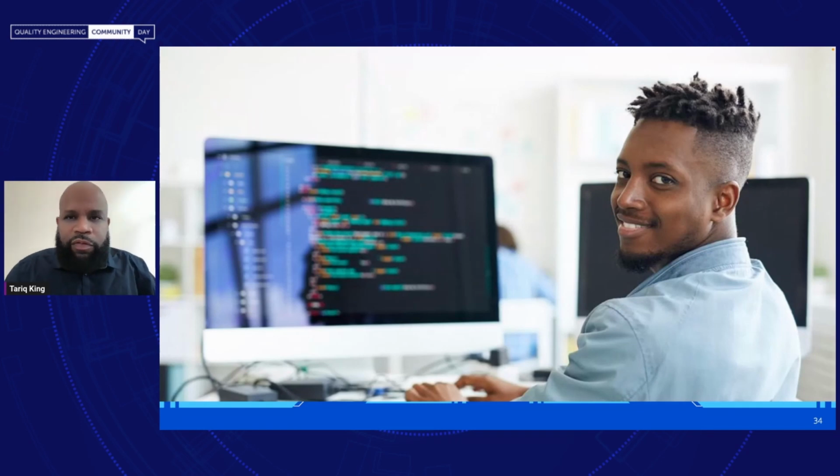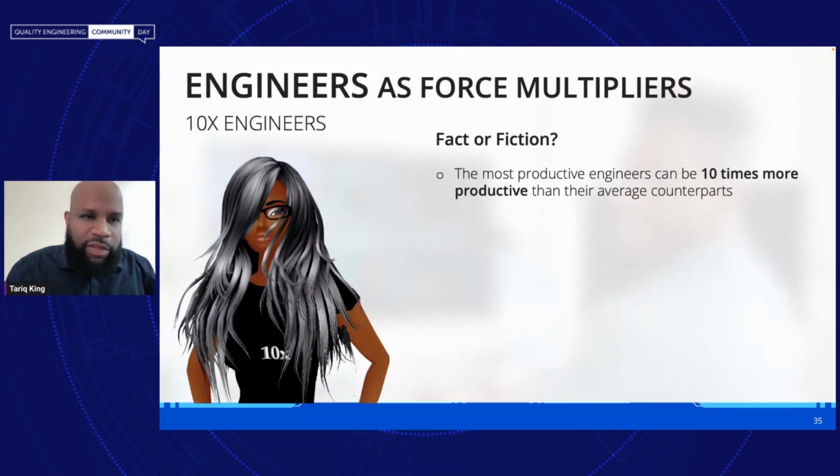All right, so when it comes to people, it's important to understand that these are our most valuable resource. And when we start thinking about people as force multipliers in software engineering, there's a concept that I love, which is the concept of the 10x engineer. And there's a lot of debate, right, whether or not this is really true, right? The statement is that most productive engineers can be 10 times more productive than their average counterparts, right?